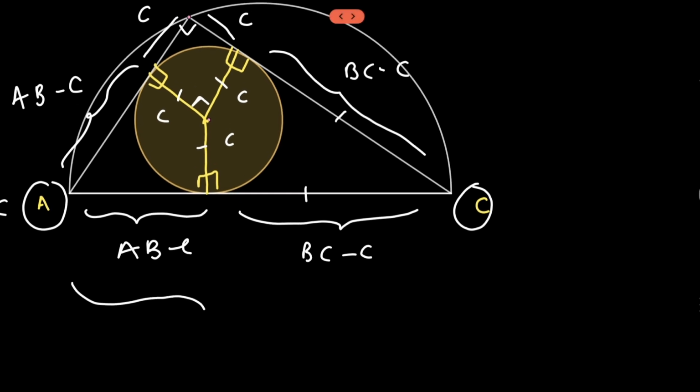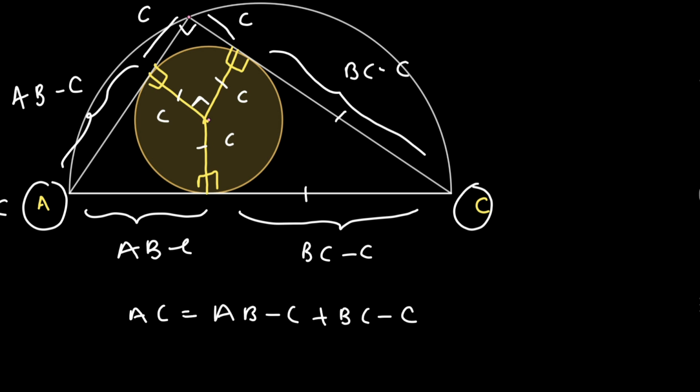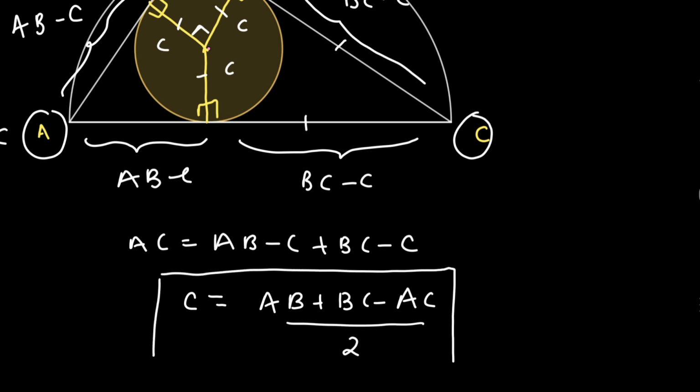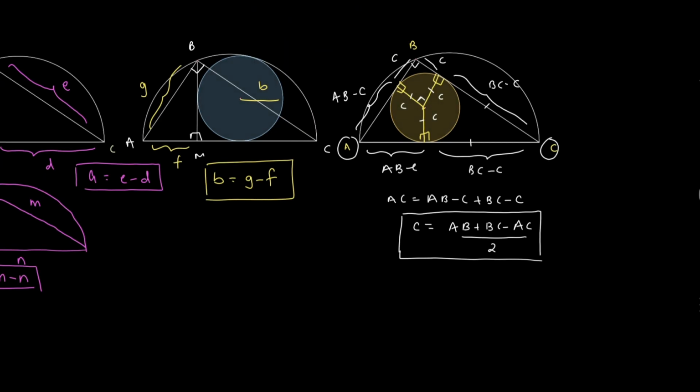Now the complete length of this thing is equal to AC, and that has now become AB minus C plus BC minus C. And if we simplify this in order to get the value of C, we will get that C is equal to AB plus BC minus AC divided by 2. So here you can see that we have got the radius of this yellow circle in terms of the side lengths of this right angle triangle. We have got the third relation also, and it is also a relation between the radius and the side lengths of this right angle triangle. Now it is time to assemble it.